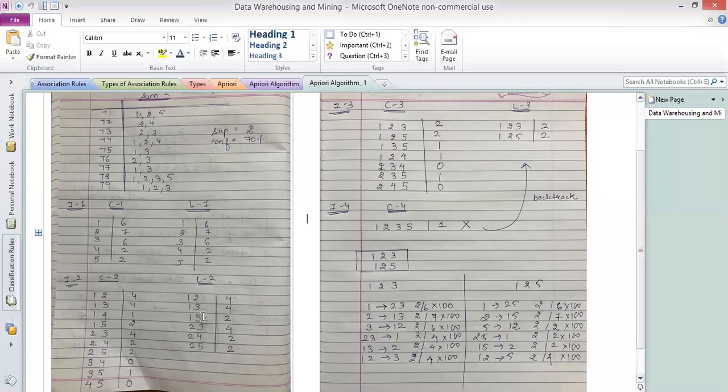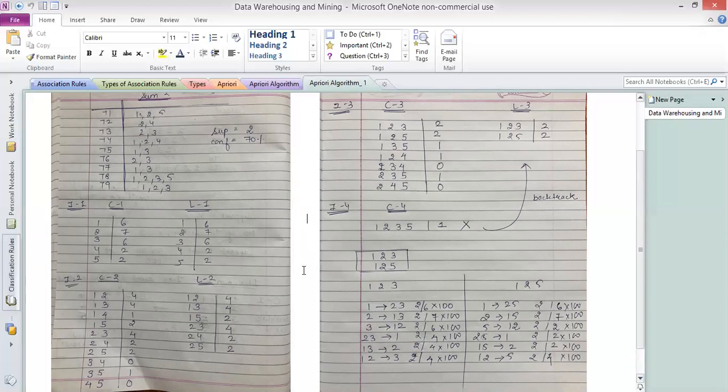So 1 3 and 1 5 gives you 1 3 5 here. 1 3 and 2 3, so 1 2 3. 1 3 and 2 4 nothing in common. 1 3 and 2 5 nothing in common. 1 5 and 2 3 nothing in common. 1 5 and 2 4 nothing in common. 1 5 and 2 5, 5 in common, so you write 1 2 5 here.